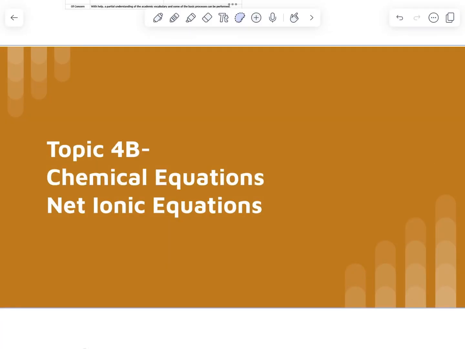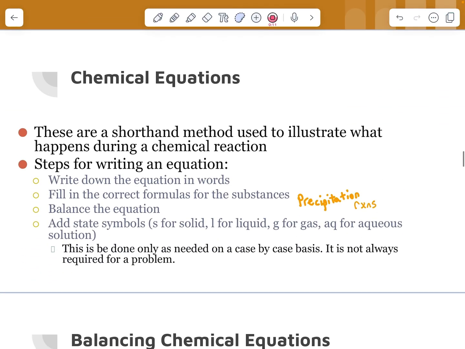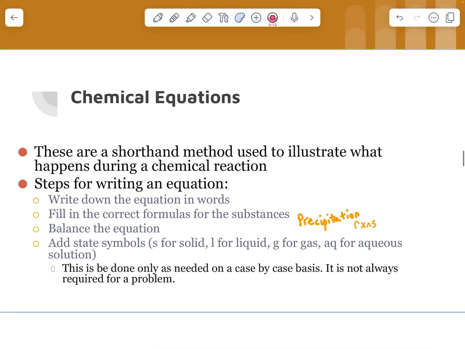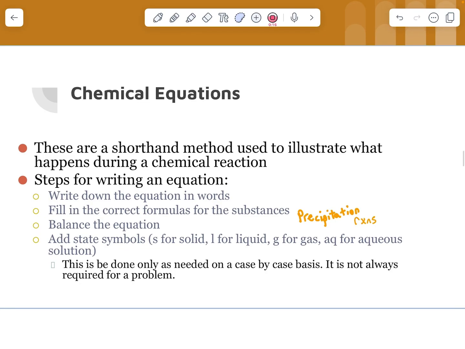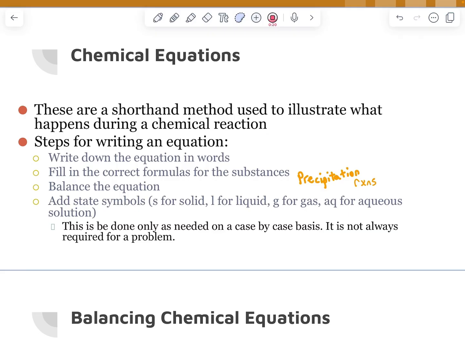Okay, this is topic 2 in Unit 4, and we're going to be talking about chemical equations and more specifically net ionic equations. So we have a shorthand method. Hopefully we all took Chemistry 1. We're just going to write down the equation that it gives us in words with its chemical symbol. We're going to add state symbols in AP Chemistry, and we're just going to balance.